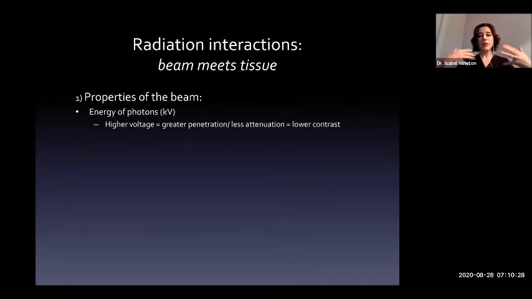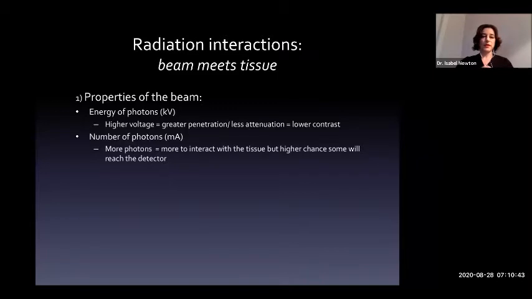So once they've all reached the detector, you have lower contrast, because the contrast comes from the differential arrival of photons to the detector. So if you drive them all through at high voltage, they're all going to get there. You don't get a very contrasted image. The number of photons, the mA: the more photons you have, the more opportunity for the photons to meet the detector, but also the more opportunity for these photons to interact with tissue and contribute to dose. Because I want you to remember that dose is only those photons that get hung up in the tissue.